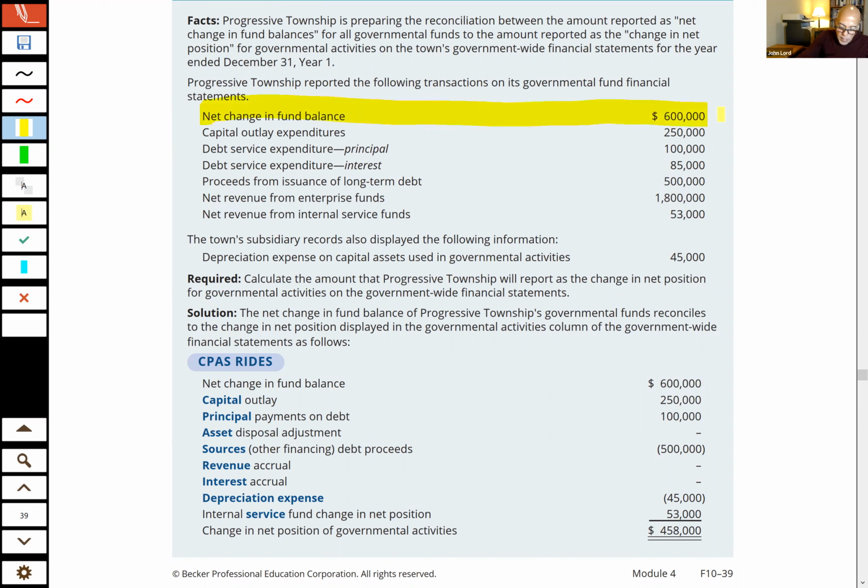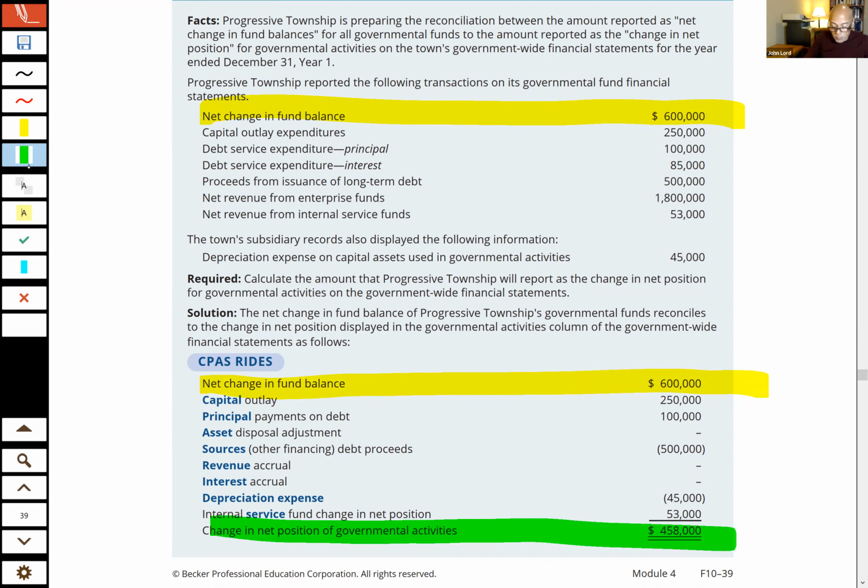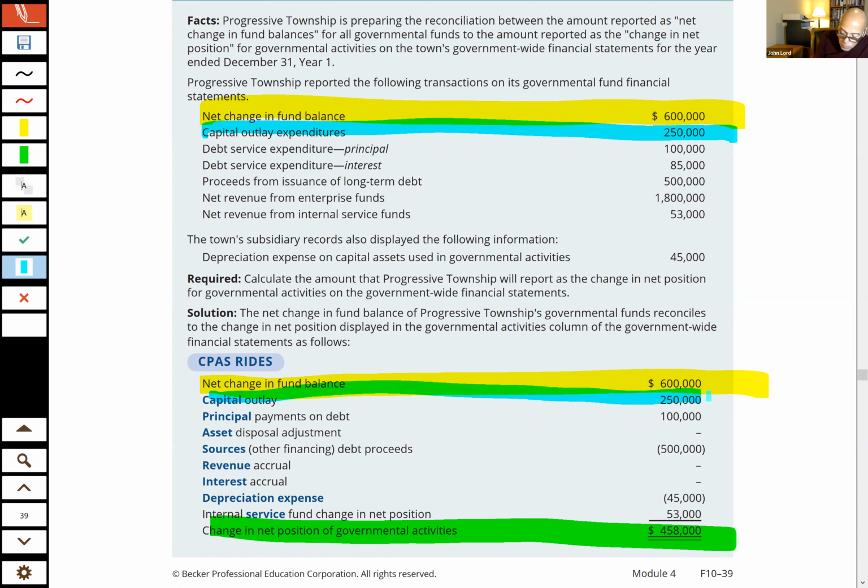We have the change in fund balance, right? And the answer to this question is going to be, well, what's the change in net position reported on the statement of activities for our governmental activities? So first we add in what they tell us about the capital outlay, 250. That's what we spent on capital items. That's an expenditure under fund accounting at the individual fund level, under modified accrual accounting, I should say. But at the government-wide level, that's not an expenditure, so you have to add that back, okay?